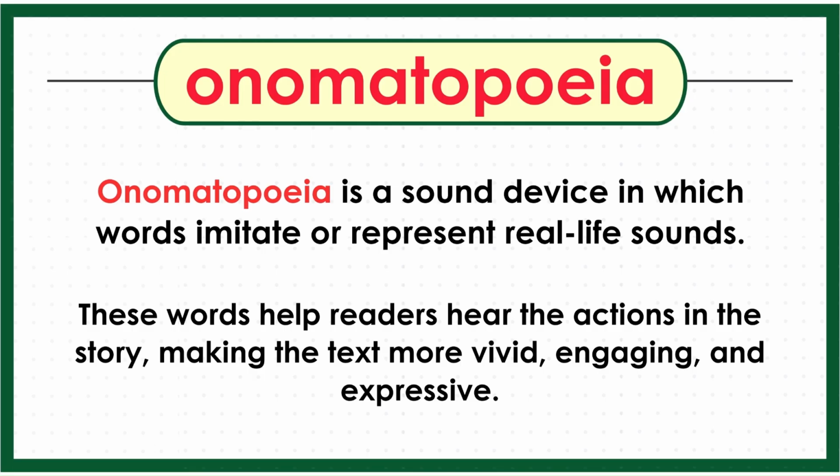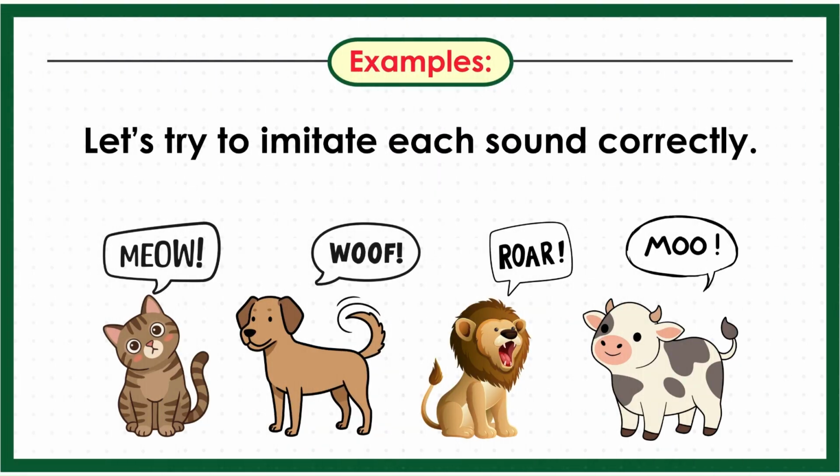Onomatopoeia is a sound device in which words imitate or represent real-life sounds. These words help readers hear the actions in the story, making the text more vivid, engaging, and expressive. Examples. Let's try to imitate each sound correctly. A cat says, meow. A dog says, woof. A lion says, roar. A cow says, moo.